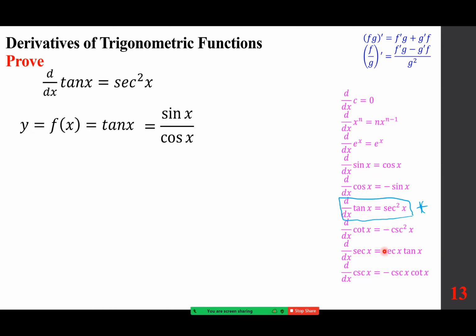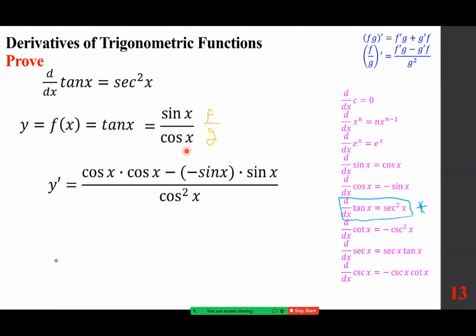So let's call this f over g. We are going to use the quotient rule. So I need f prime g minus g prime f over g squared. So f prime, the derivative of sine is cosine times g, which is cosine, minus g prime. The derivative of cosine is negative sine times f, which is sine. And you just write the bottom and square it, which is cosine squared.